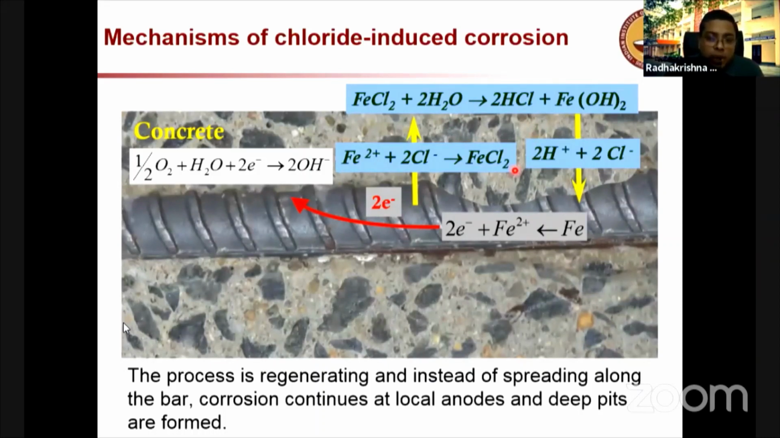chloride can participate in new chemical reactions, forming more and more rust. So what you see here is this Fe2+ first starts reacting with these chlorides, forming FeCl2, which in the presence of moisture can produce HCl and Fe(OH)2. So this is the rust which we are talking about. And then after that, this HCl will dissociate back into H+ and Cl-, and this Cl- is again available for this reaction here.